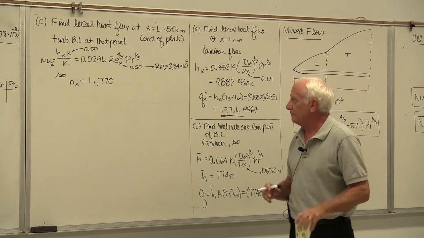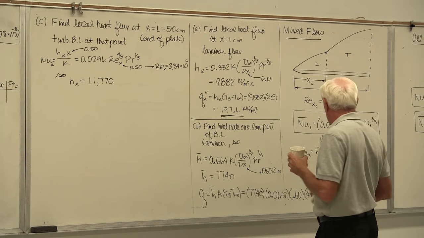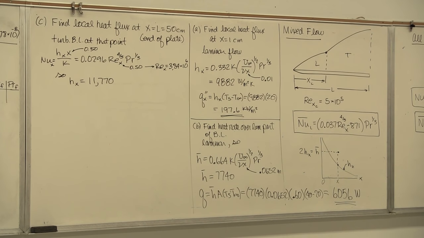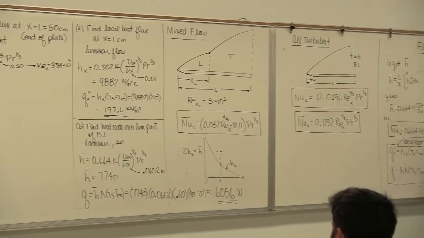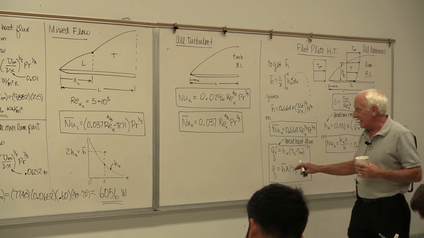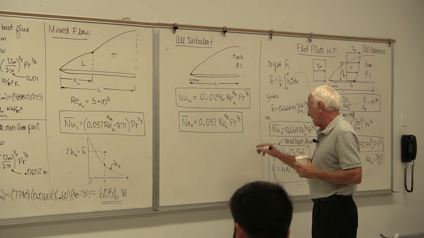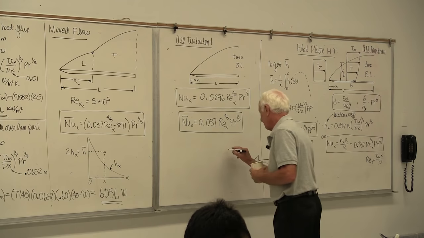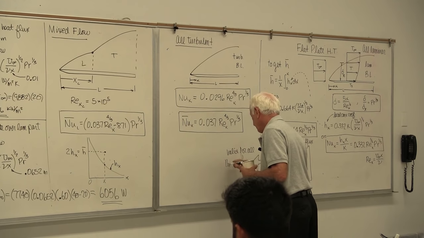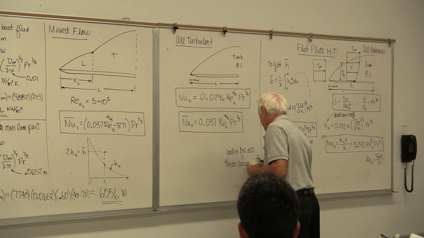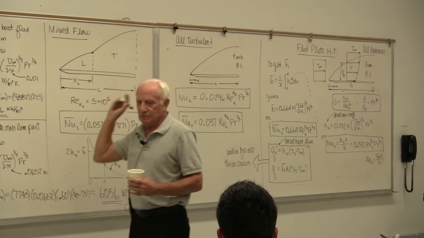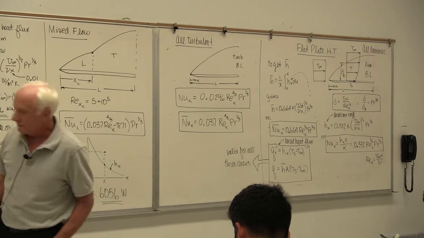Okay, so we got that now. Now we want the local heat flux. These boxed equations here, this is chapter one stuff. What it means is these guys are valid no matter what. These guys are valid for all three cases: all laminar, all turbulent, mixed flow, same two Q equations. Heat flux and heat transfer.